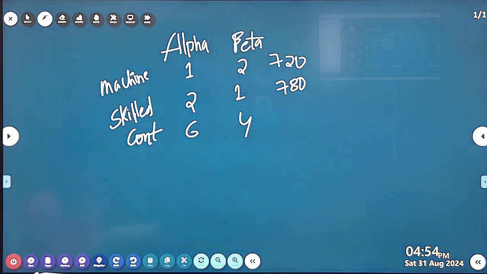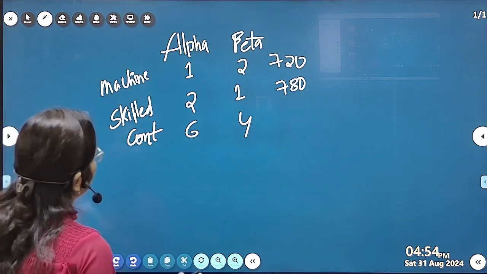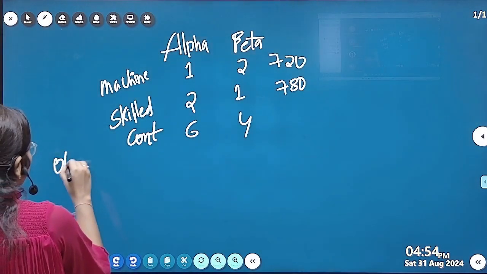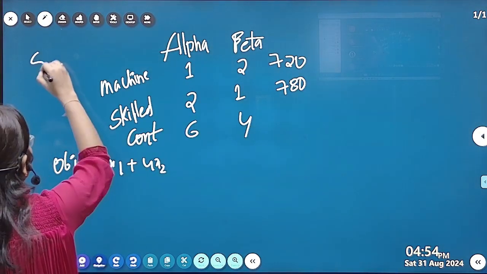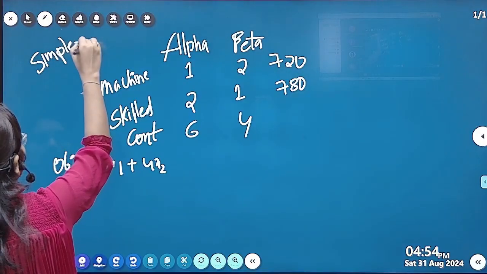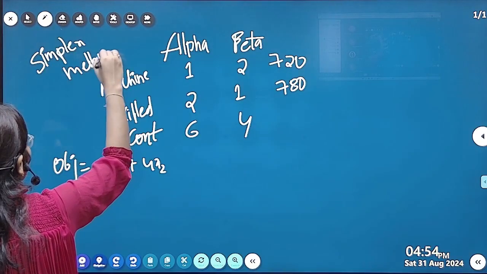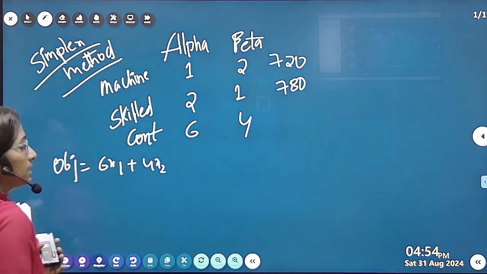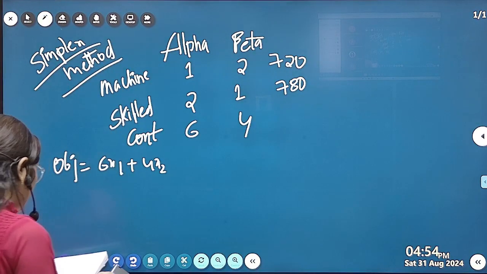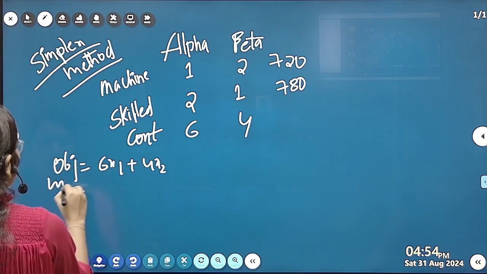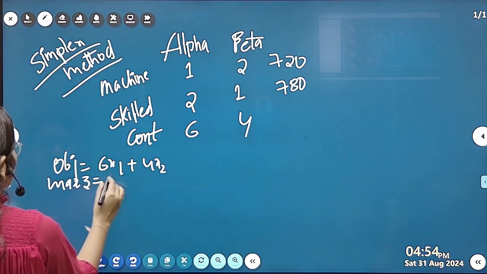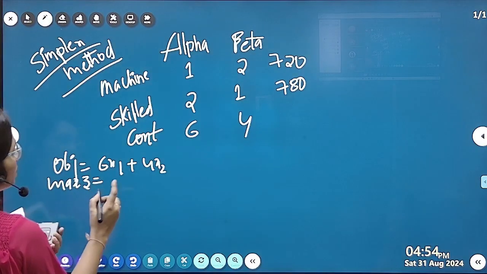And he is also asking what will be the incremental contribution per unit of machine hour, per unit of labor, per unit of alpha saleable. Okay, so this is the table they are telling. So tell me the objective function. 6x1 plus 4x2. So this is the simplex method. Previously we did graphical, now we are doing the simplex method. It is somewhat tricky, but pay attention to this question. The objective function is maximization, where z is equal to this. So what will be the constraints?